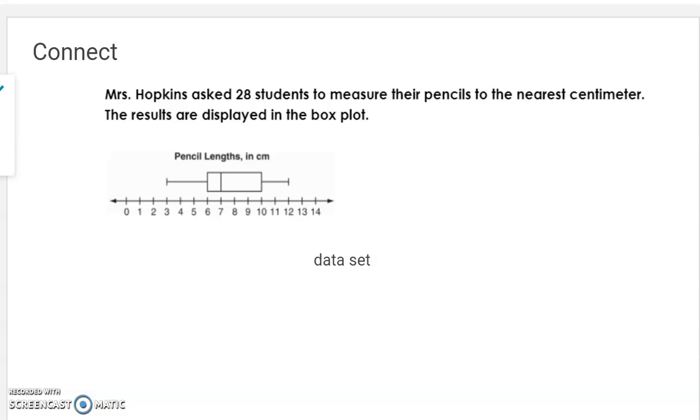Remember how we think about the data set that goes with it to begin with. Here there are 28 students. So if we listed out all those pencil lengths, there'd be 28. I don't know if I'll be able to fit them all. Each of those would be a pencil length. We can't know them all from a box and whisker plot.